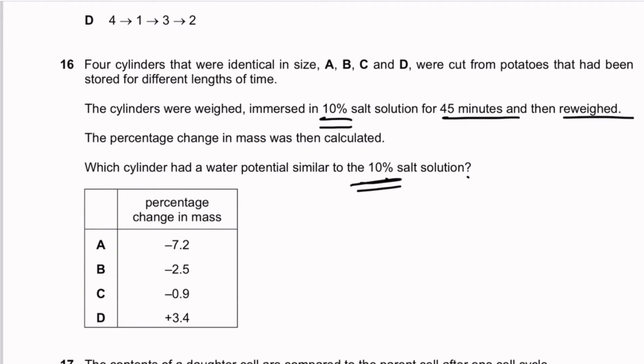So the one that has the least change in mass is going to have the closest water potential to the salt solution. We look at these numbers and we see that minus 0.9 isn't as big as minus 7.2 or plus 3.4, and therefore it has the closest water potential, the closest concentration to the salt solution, and therefore not much osmosis or diffusion happened in that potato.